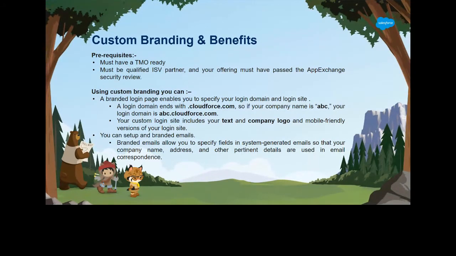Another thing you can do with custom branding is branded email. This branded email allows you to specify fields in the system generated emails. Let's say you want to include the company name, company address, and other details. You can have those merge fields there. When you go to Setup in Salesforce and search for branding, under that branding you will have the branded email setup. You can create those branded emails, include all this information as merge fields, and preview it.